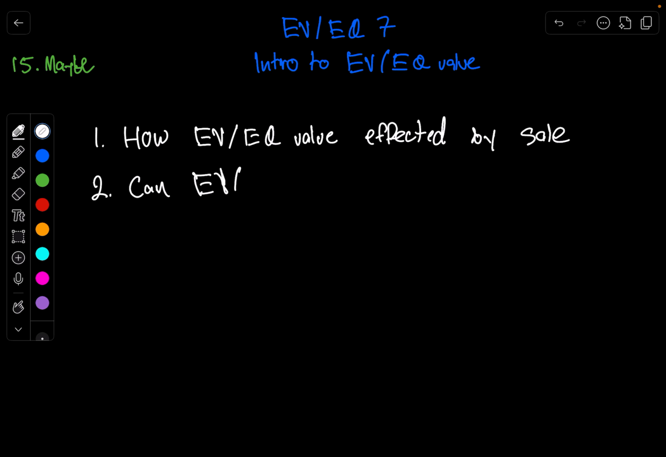enterprise value slash equity value be negative? Right? This is a relatively simple concept, especially once you know the formulas for each one of them, but it is something that does come up, right? So I would say that this is still something that I would want you guys to be comfortable with.